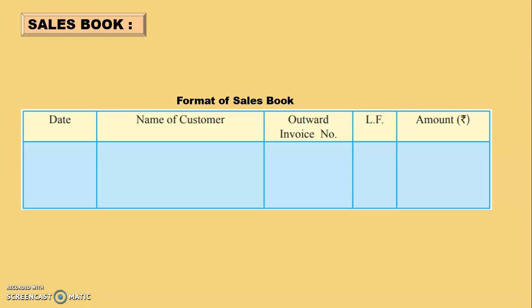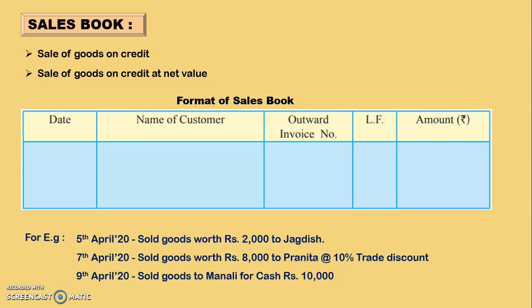Students, remember, only credit sales are recorded in the sales book, and we record the sales at net value, that is, after deducting the discount. Here also we do not record cash sales, nor do we record any asset sold on credit. We have to record only transactions related to goods which are sold on credit. Let's take some examples here.